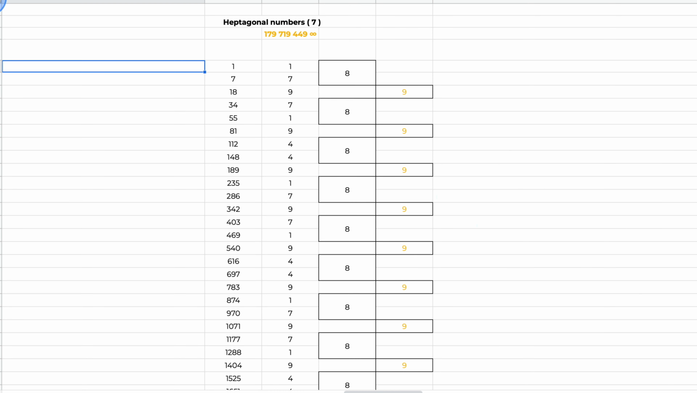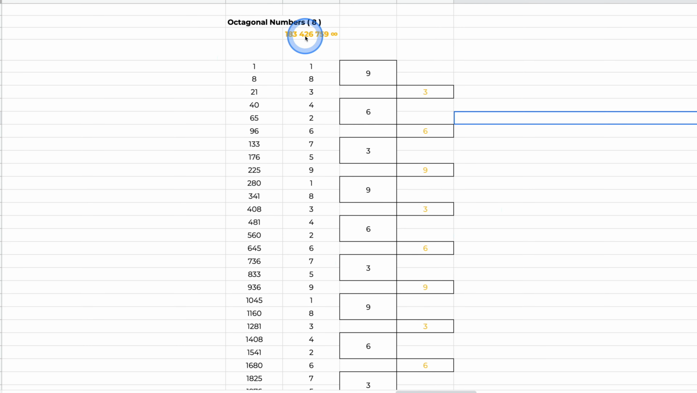Then we have heptagonal numbers based on the number 7. So here's our heptagonal numbers. Here's our roots, and we find this 179, 719, 449 that goes to infinity. And when we put these together, 1 plus 7 is 8, 9, 8, 9, 8, 9, 8, 9, 8, 9, 8, 9. That's another binary code. When we take really complicated numbers and bundle them together, we find binary codes within.